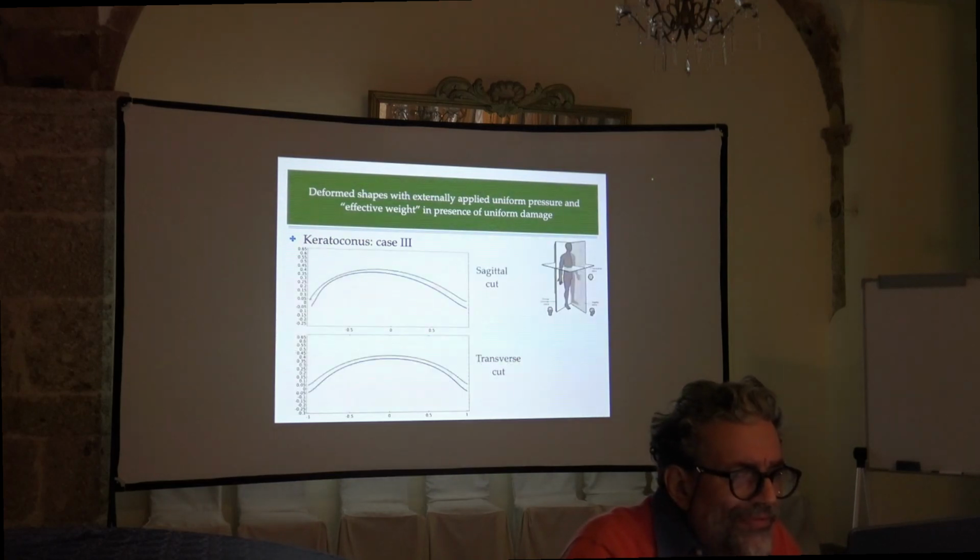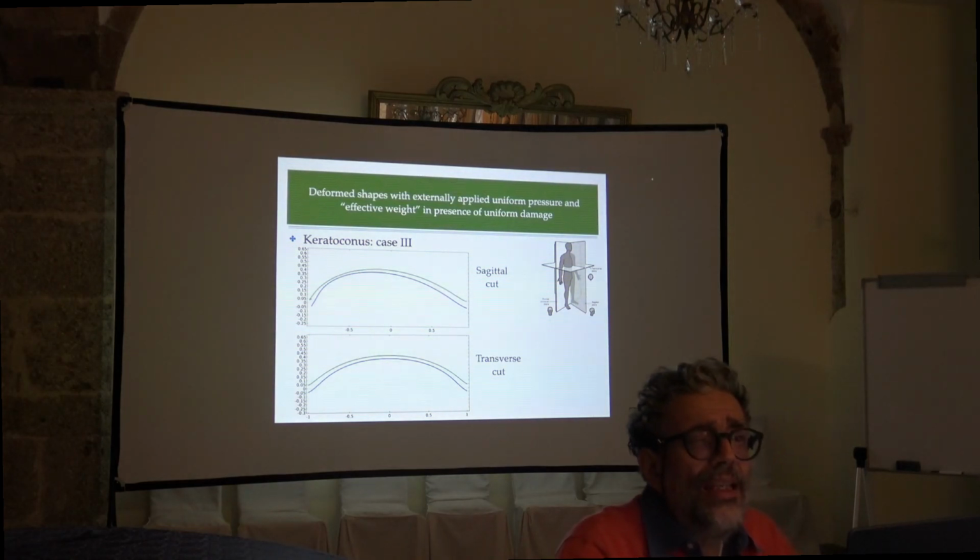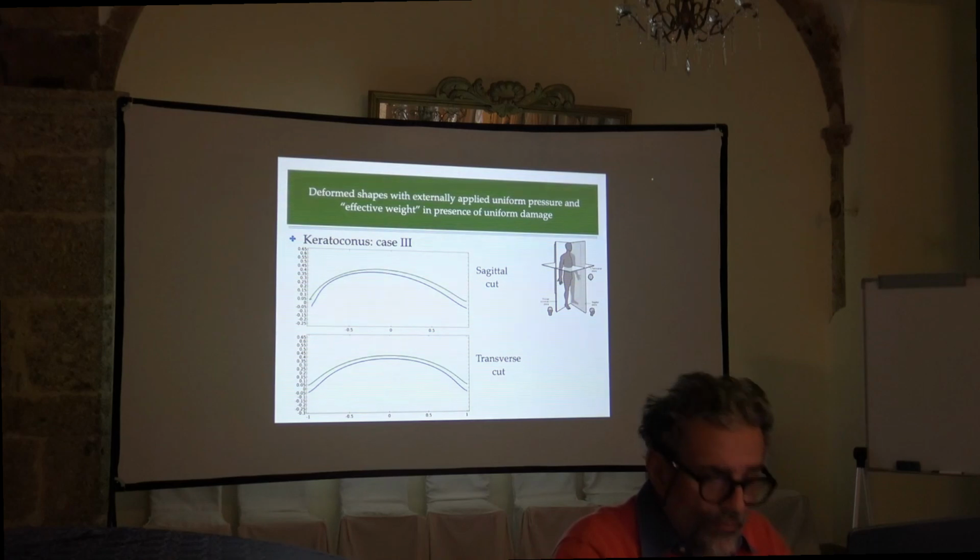We could get very nice patterns without any a priori assumption. Okay? So these shapes are the shapes of the keratoconus.